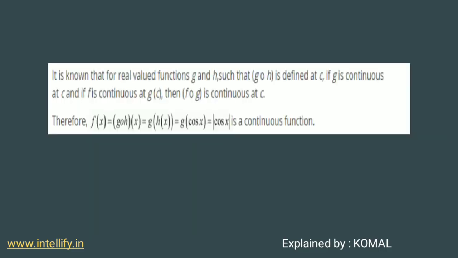So it is known that for real valued functions g and h such that g∘h is defined at c, if h is continuous at c and g is continuous at h(c), then g∘h is continuous at c. Therefore f(x) = |cos x| is a continuous function.